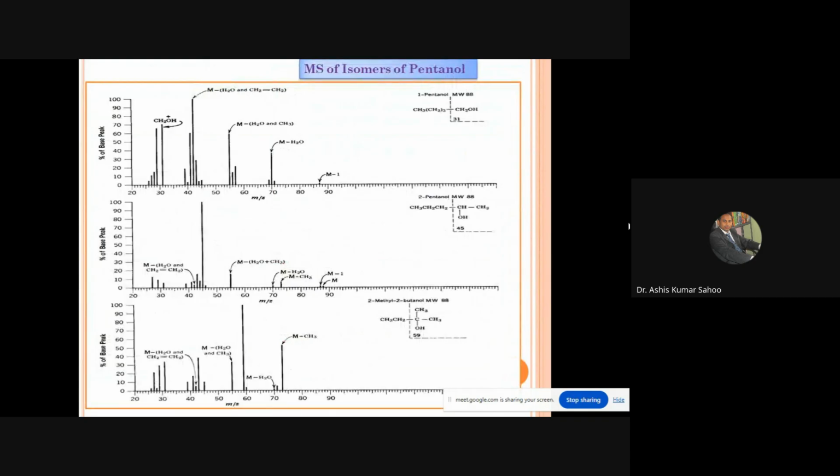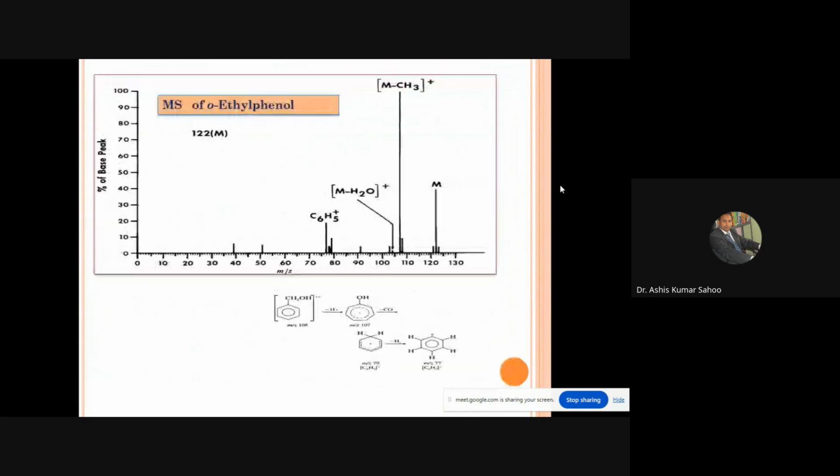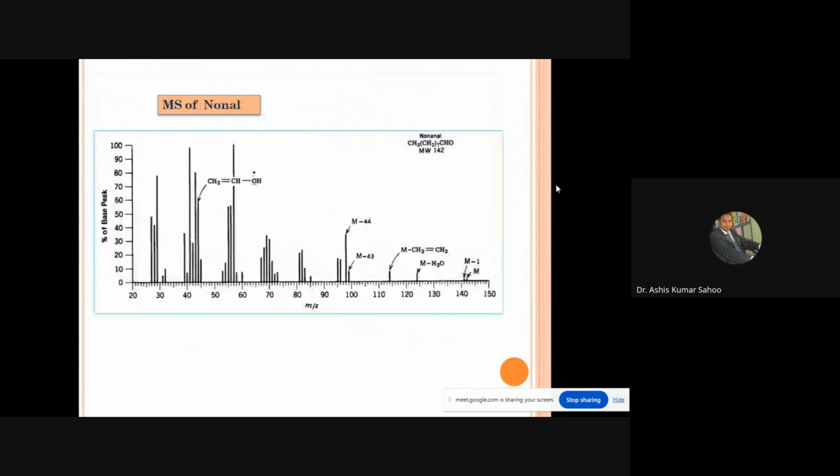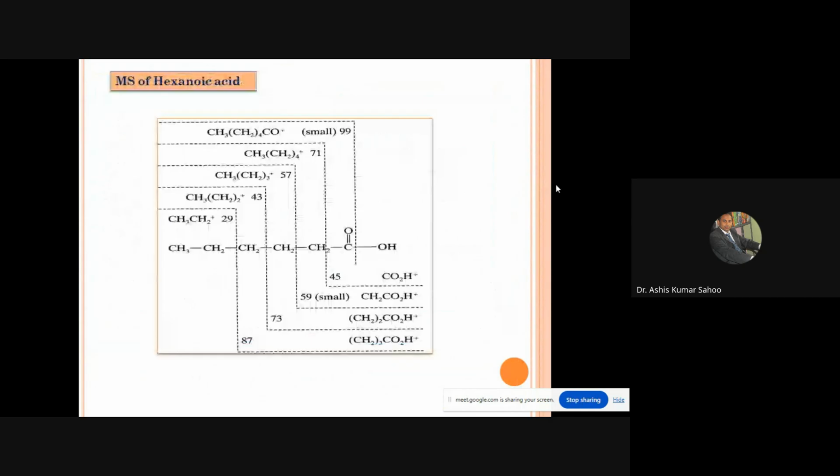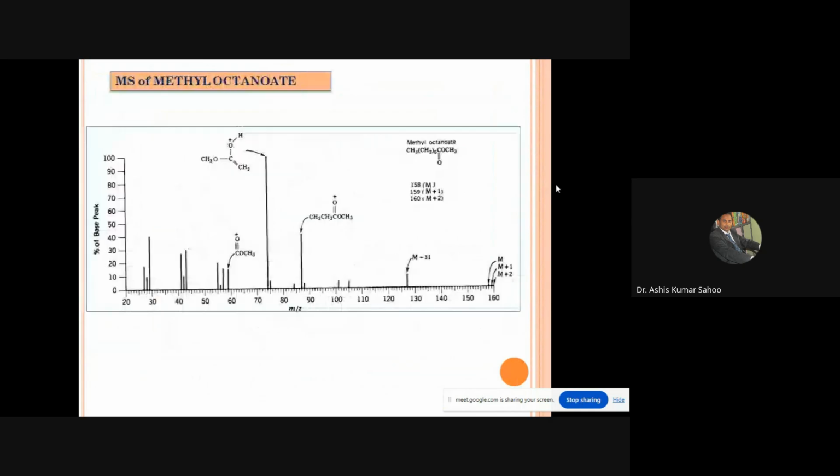So the mass spectrum will look like this. This is the plot between relative abundance versus mass by charge. You can see this. This is the mass spectrum of ethyl phenol, luminal and a natural product. These are the different mass spectra.